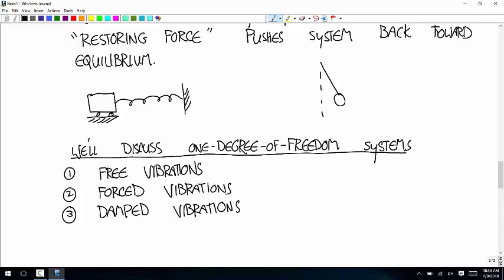When your dryer starts vibrating, that's what's going on. Damped vibrations. What about vibrations that happen in electric power? Those are damped vibrations. That's true. That's true. Yeah.